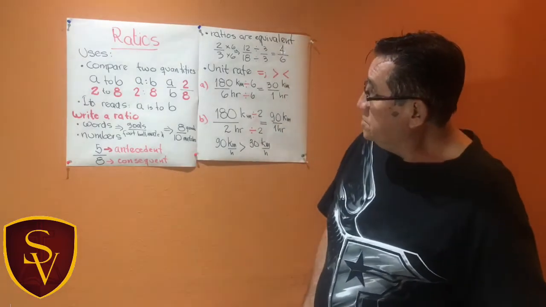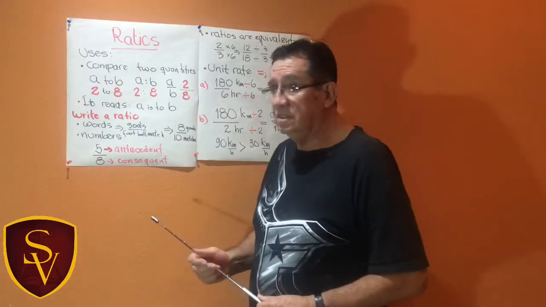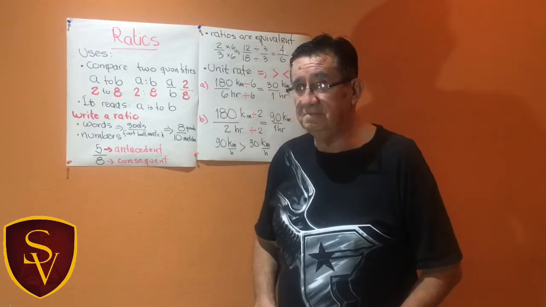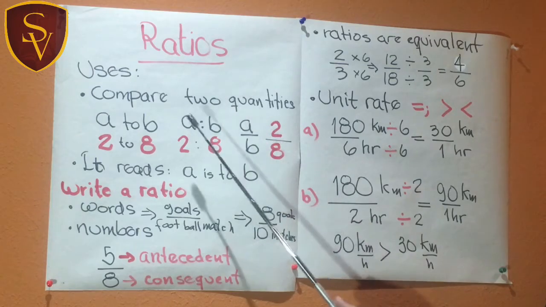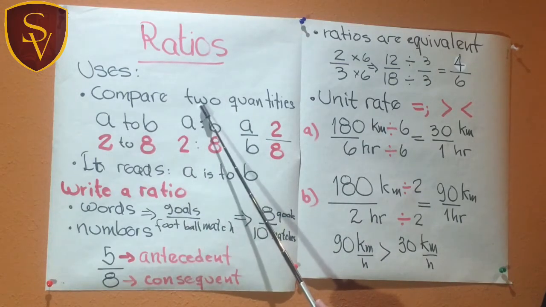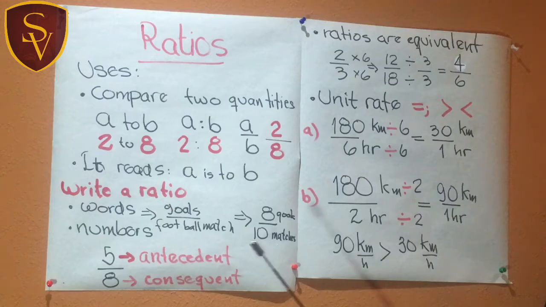So ratios are used for the following. One of the most useful mathematical tools is called ratio. Ratio in Spanish means razón o comparación. Ratios are used to compare generally two quantities. We can compare objects, we can compare people, we can compare units.